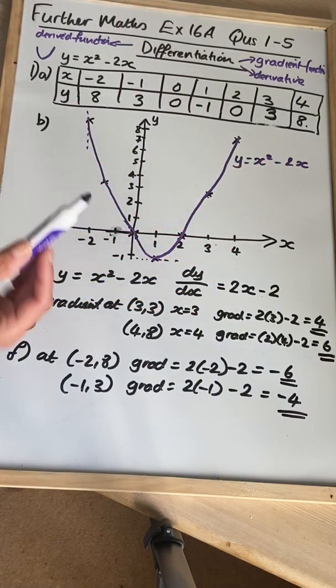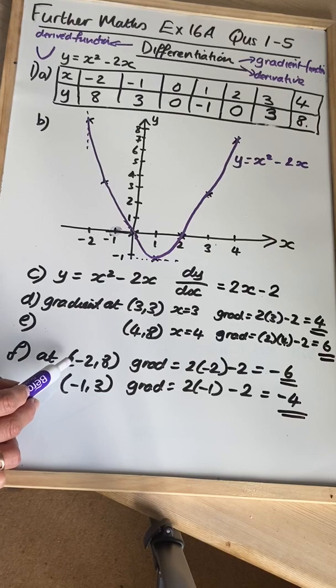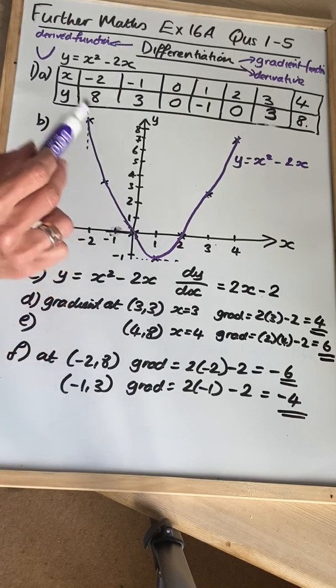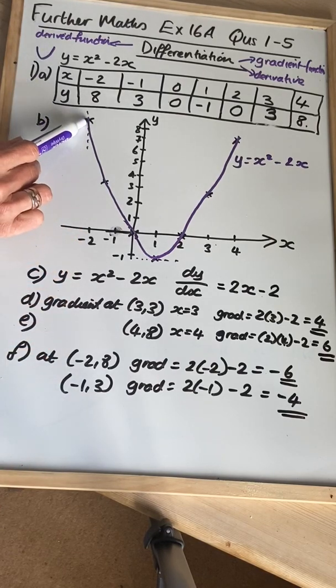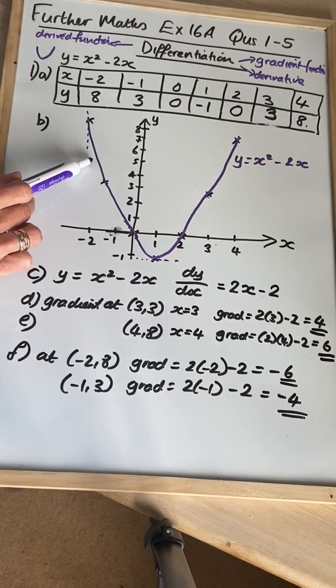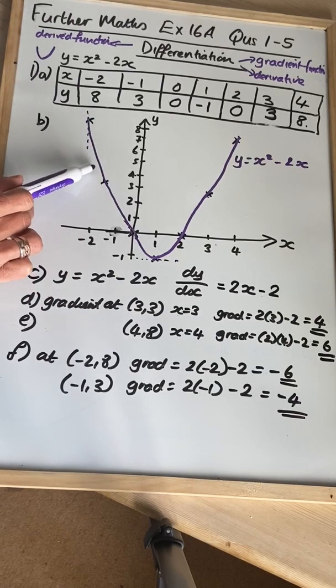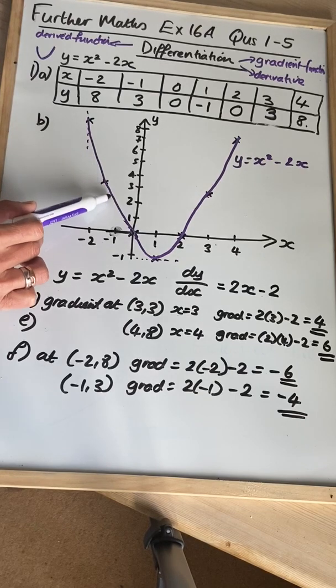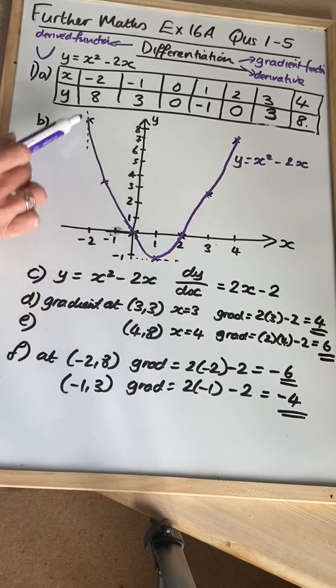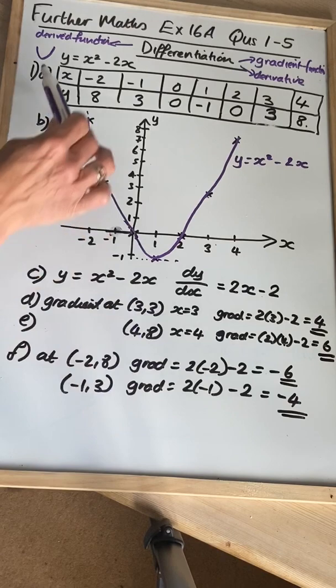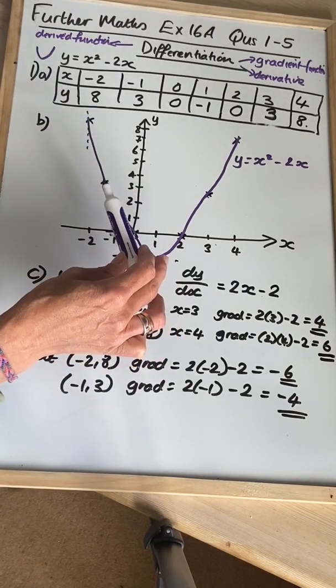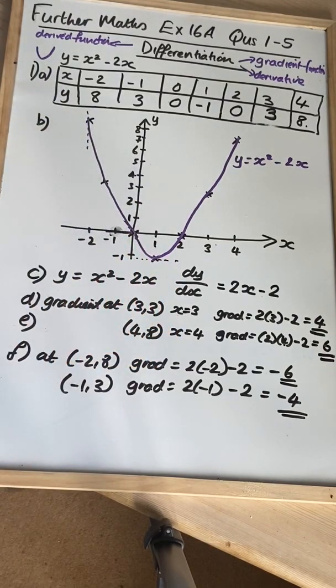That makes sense. Similarly, at these 2 points where x is minus 2 and x is minus 1, at x equals minus 2, we've got a gradient of minus 6, very steep gradient. And when x is minus 1, it's minus 4. Still pretty steep, but not as steep as it was there. So it does make sense, and they're in the negative direction. So that's just a little check.